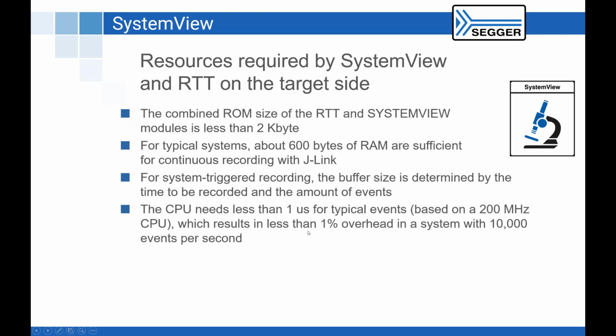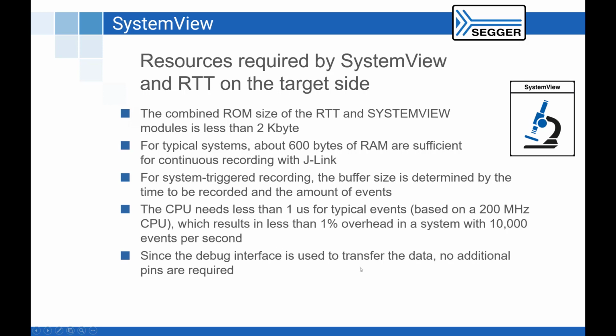And in terms of overhead, we looked at this carefully, and in the example where you have a 200 megahertz CPU and a system that has about 10,000 events per second, we determined that there's less than 1 microsecond of CPU time required for collecting all this data, which is essentially a 1% overhead. So we think that is acceptable for the insight that you're gaining from spending that 1%.